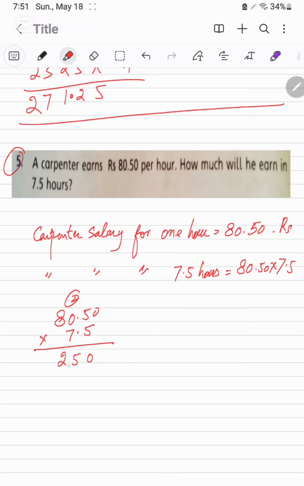500 and 2 will as it is. It will be 5 4s are, 5 8s are the 40.